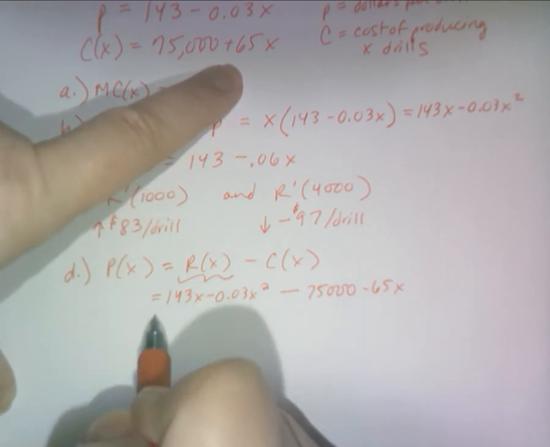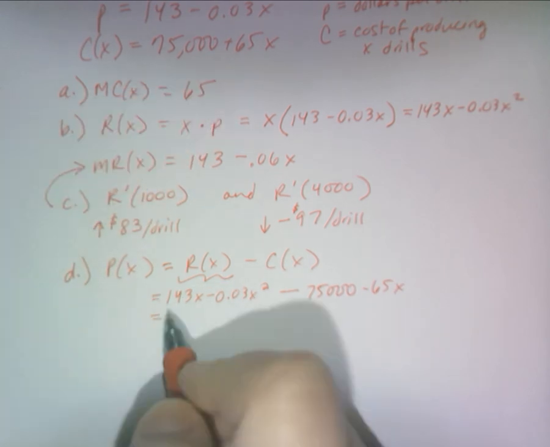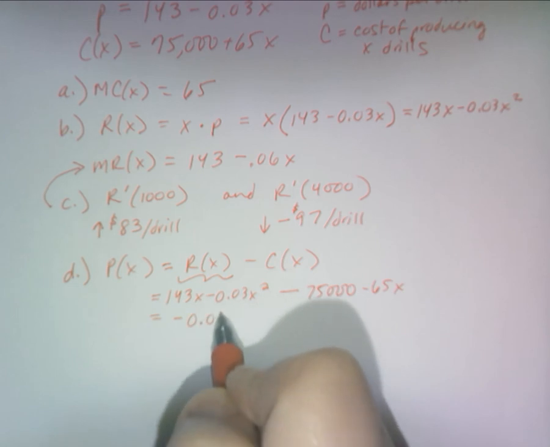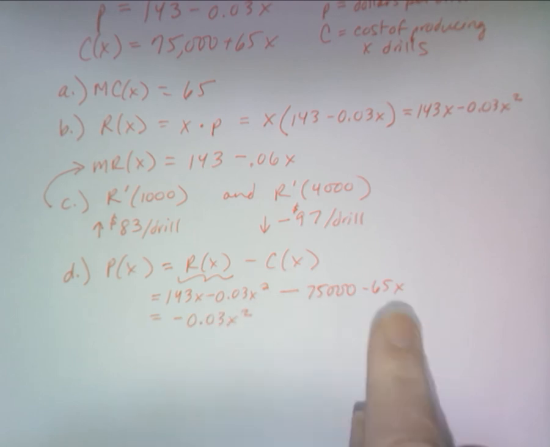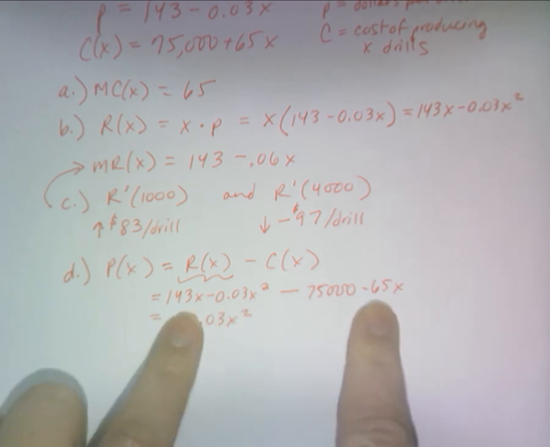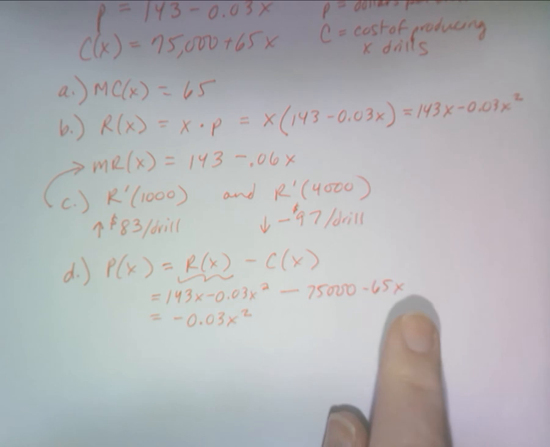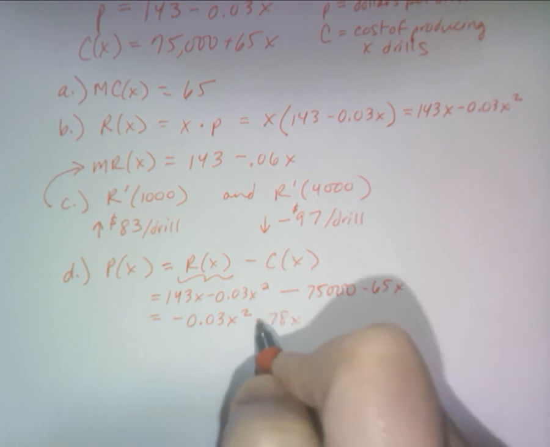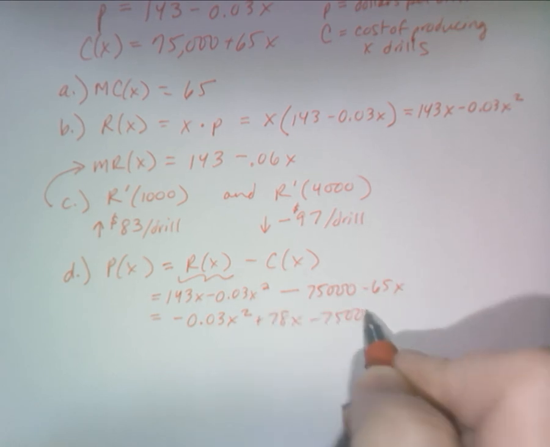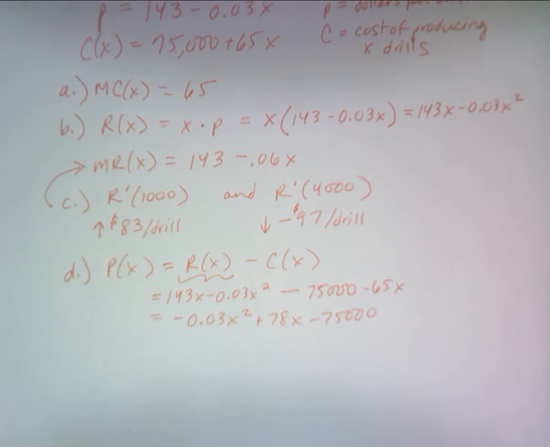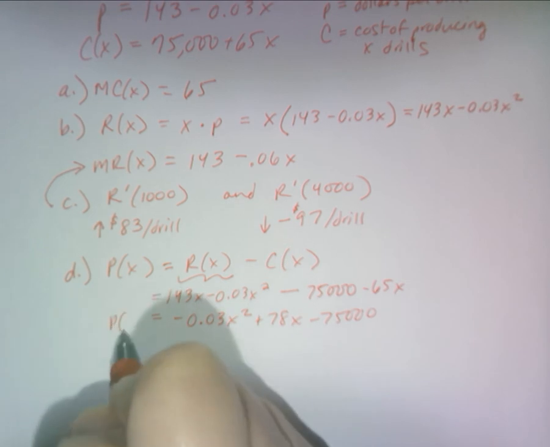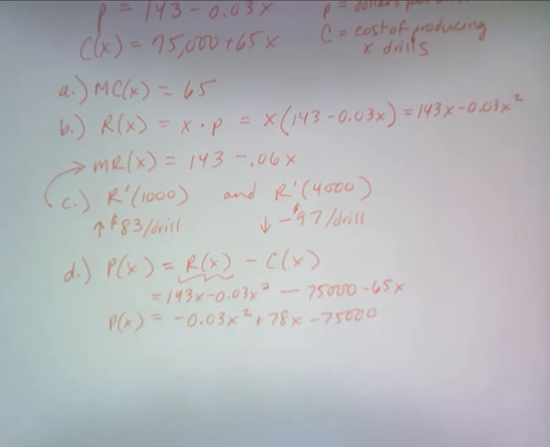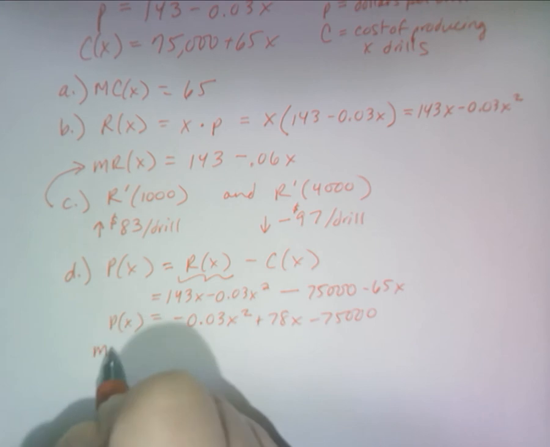Can we clean this up anyway? I don't like the way that is. I'm going to put my squared first. And then what's 143 minus 65X? 78. Is that right? And then minus 75,000. And that is your profit right there. All I want you to do right now is find marginal profit for me, and we're done.